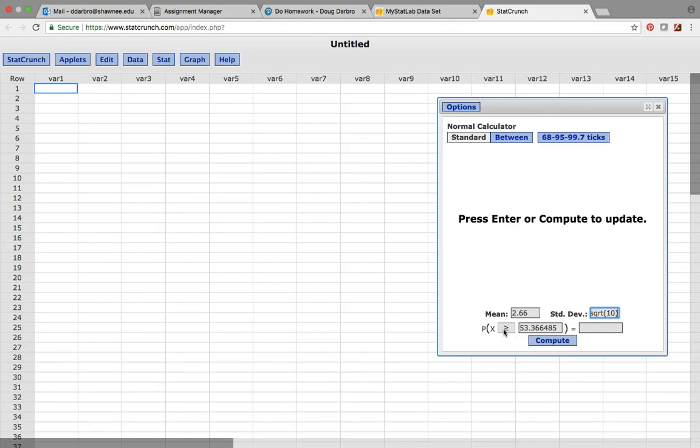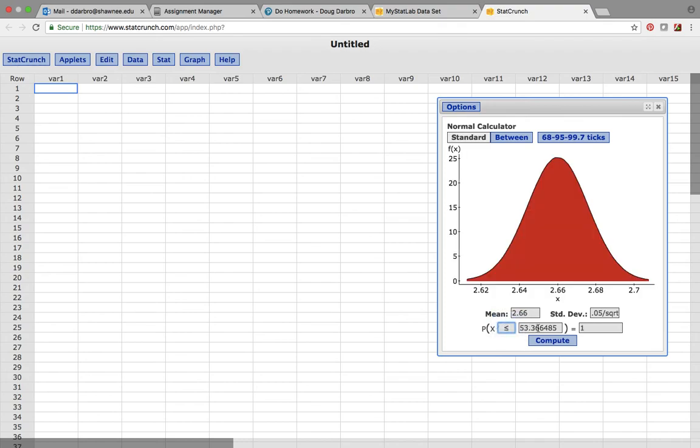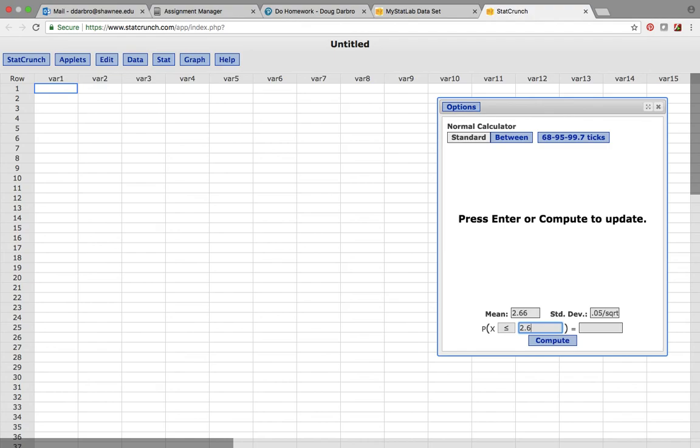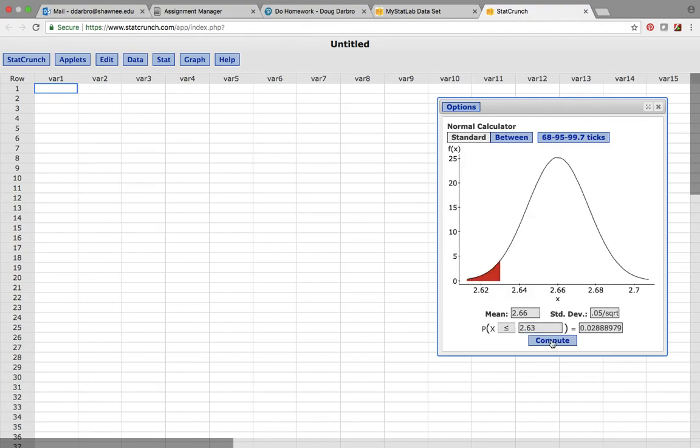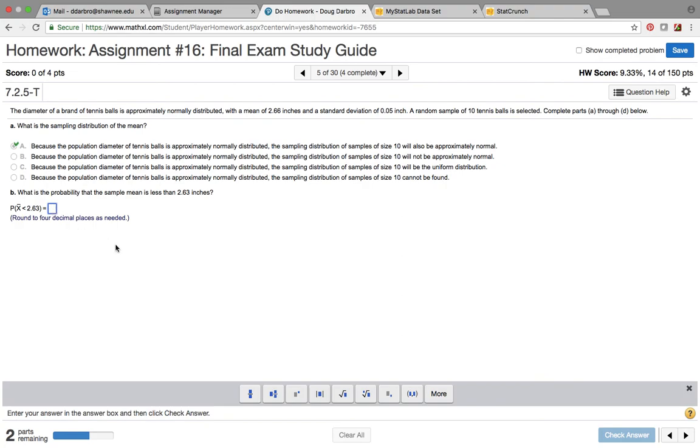Okay, so we want less than 2.63. And we'll compute, and we get 0.02888888, so we should be able to remember that. So we want 4 places, so 0.0289 would be the answer.